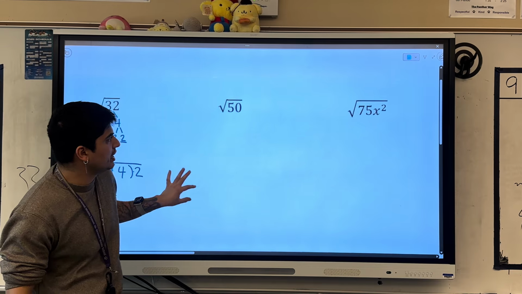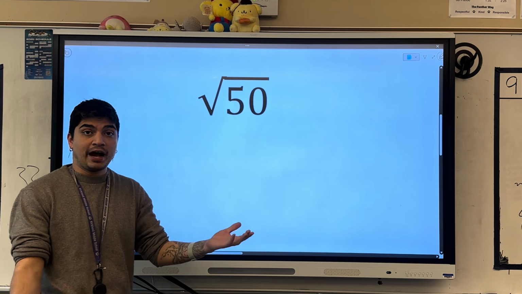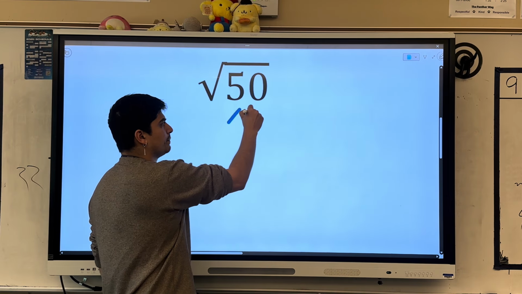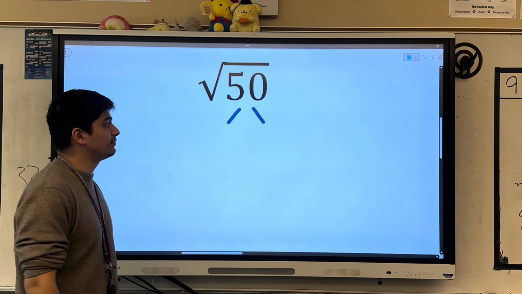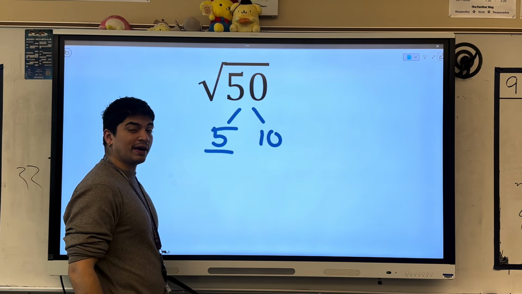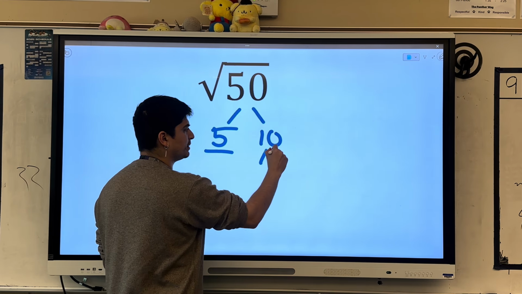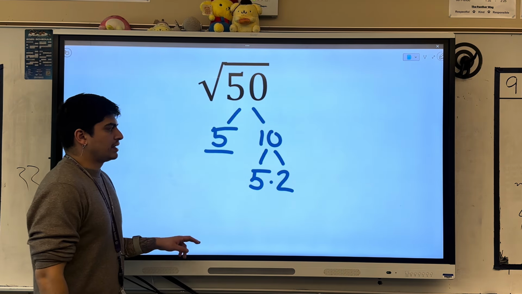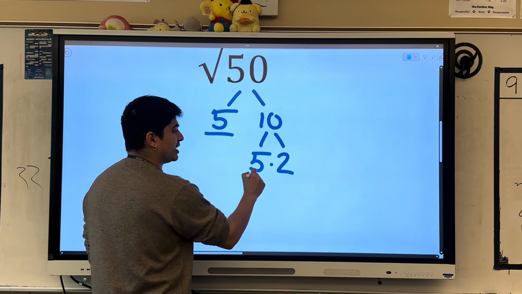So I'm gonna do this number right here. I'm gonna make a factor tree, and then I'm just gonna show you the quick way of doing it, right? So what two numbers when multiplied equal 50? Well, 5 times 10. I can't split up the number 5, so it has to stay there. I can split up 10 by going 5 times 2. Okay, can no longer split these up.